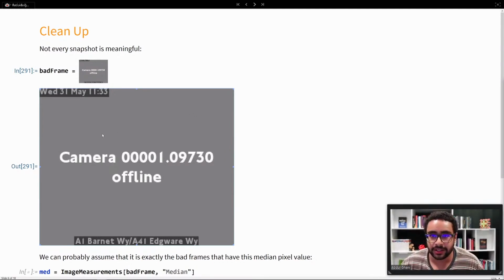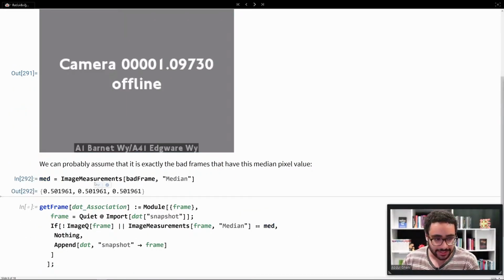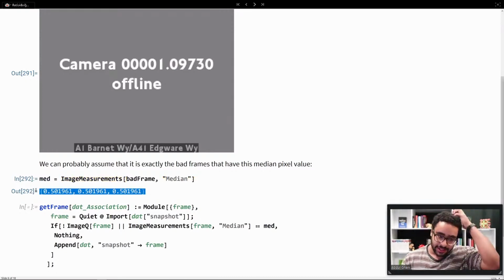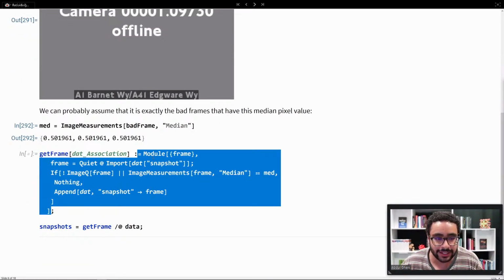If the vast majority of the frame is this particular shade of gray, then the median pixel value of this frame is also going to be that same shade of gray. And it's very deeply unlikely that some other image that is useful to us also has that exact shade of gray as its median. So you can use that median as a reason to exclude a frame. In particular, how do we get the median? There's this thing called image measurement. So we measure in the frame, get the median, and then we get this very specific kind of gray. And now we can create a function that will turn the image URL into the image itself.